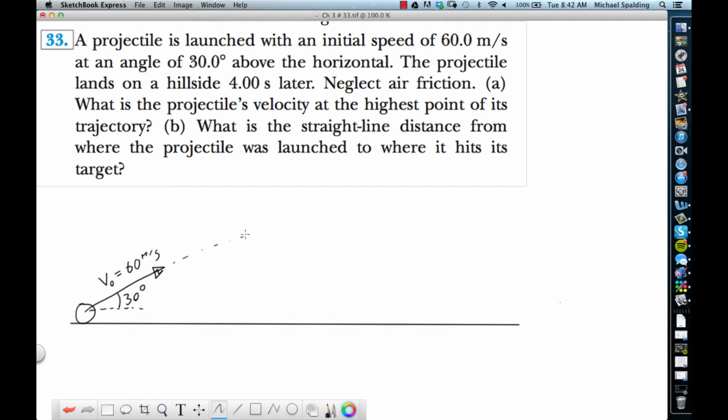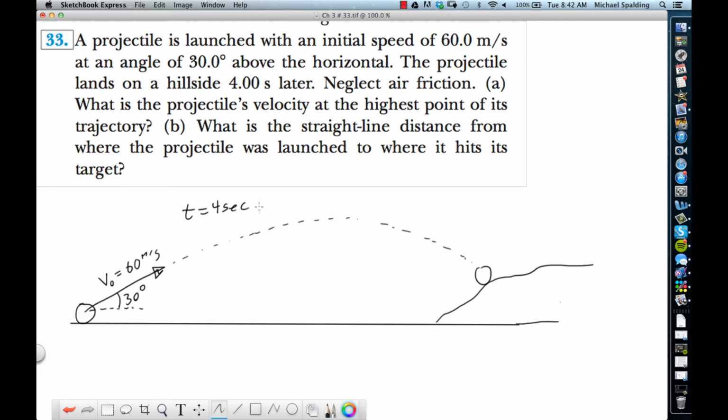So the ball goes like this, goes up, and then it comes over here, and then there's this hill, right? Here's this hill over here, and the ball lands on the hill, okay? And we're told the time in the air is 4 seconds, so t equals 4 seconds. And what else? That's pretty much it. That's all we're given. Now, what's the key thing for any projectile motion?